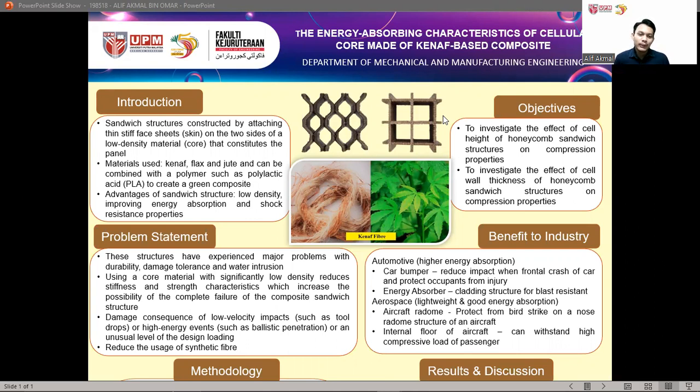So in order to fabricate the sandwich structure, the material used is Kenaf fiber, reinforced with PLA. Why do we use Kenaf instead of other plants? There are a lot of plants that have been used as natural fiber for the sandwich structure, for example flax and jute. But why do we use Kenaf instead of the other natural fibers?